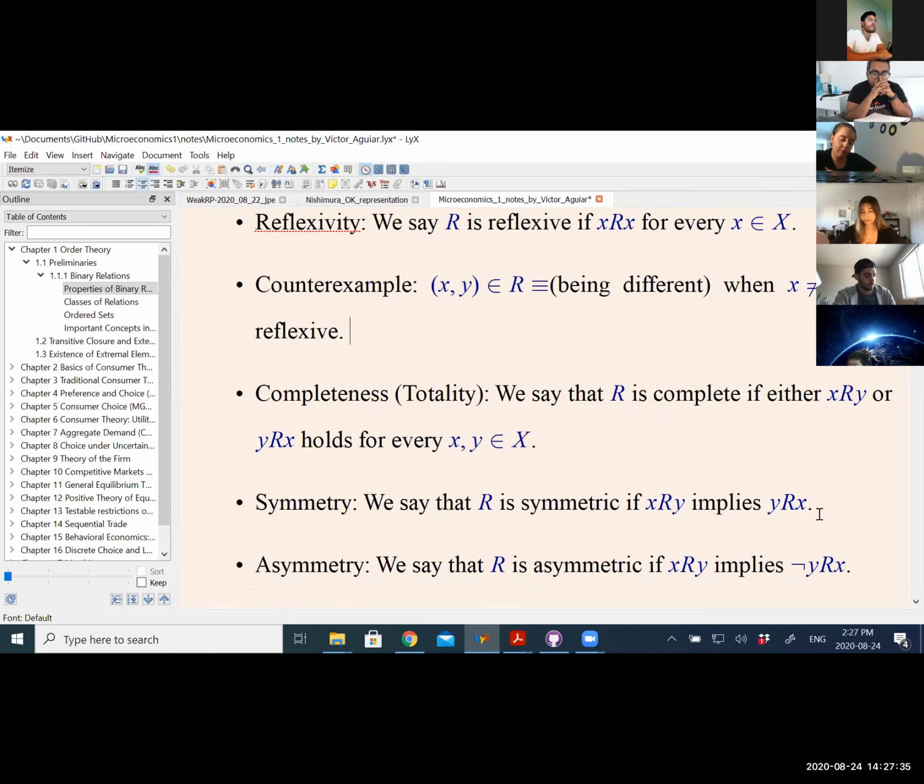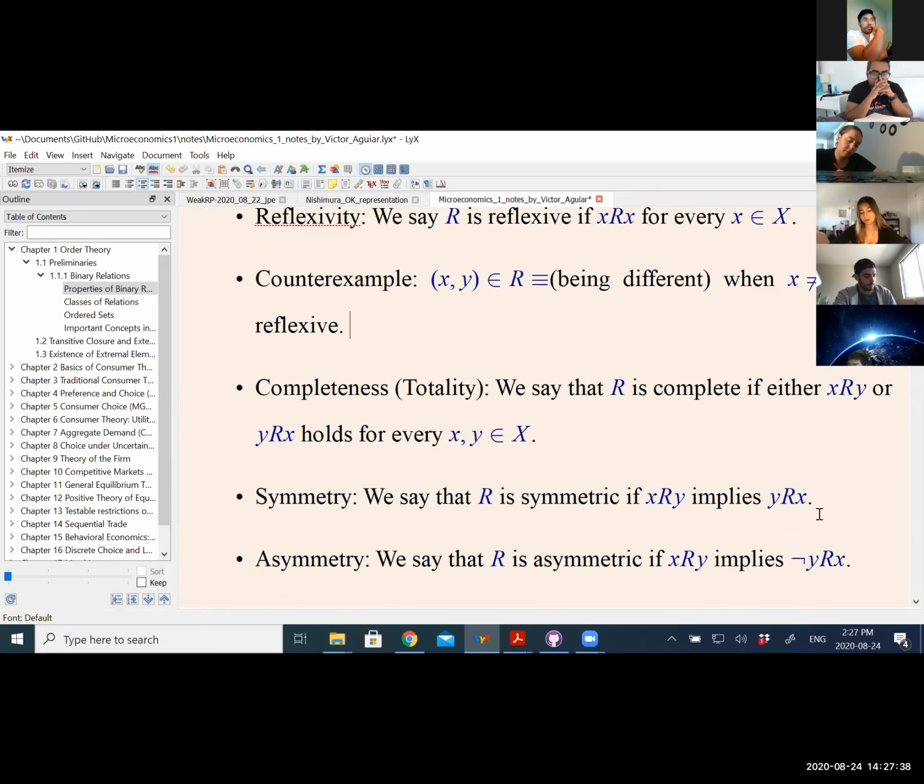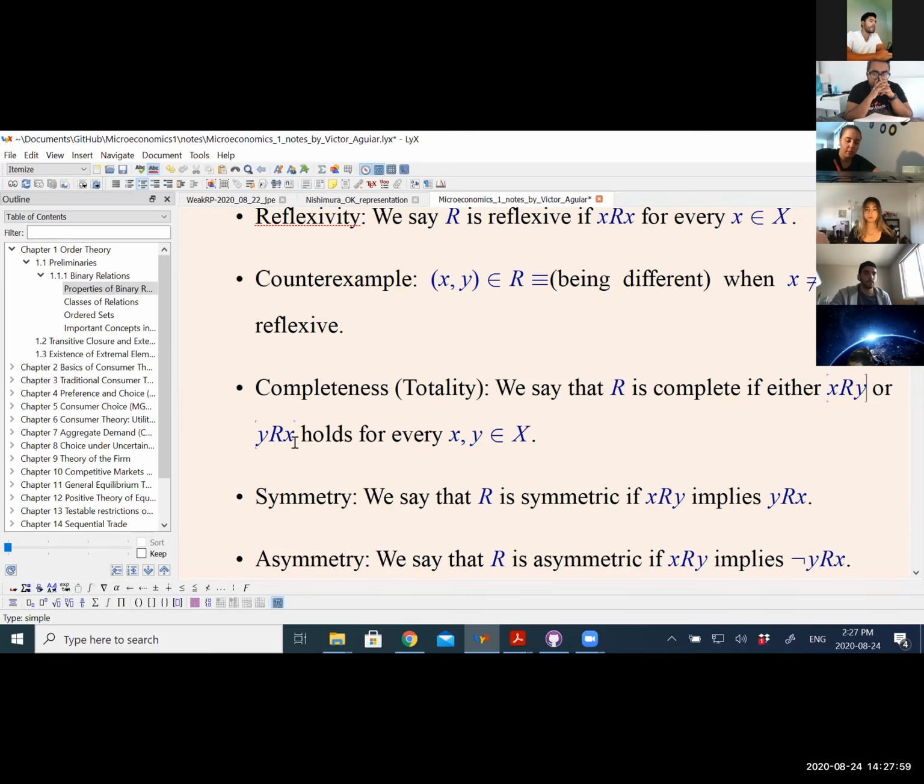Completeness. Completeness is also called in the literature totality. So you will read both, complete or total, okay? I'll just tell you the two names we use. And this is very simple. Intuitively, it means you can rank any two objects. Formally, you are complete if either x is in relation with y or y is in relation with x, and this holds for any pair, okay? This is not a statement that one thing is better than the other. It's just telling you that for two things, you have to know how to rank them, right?